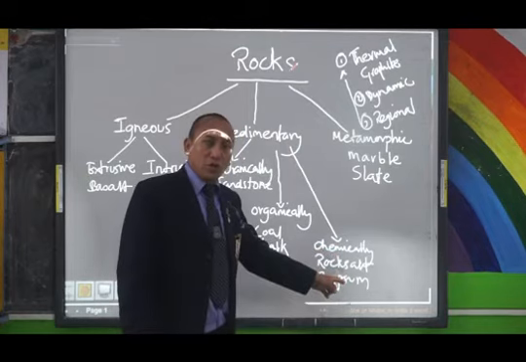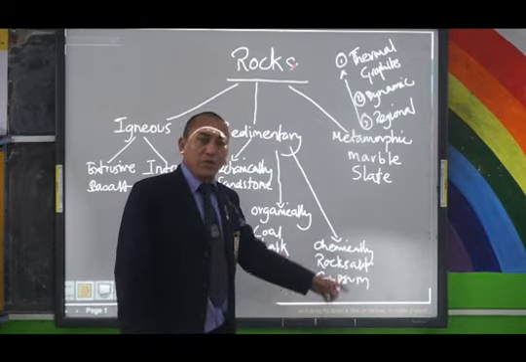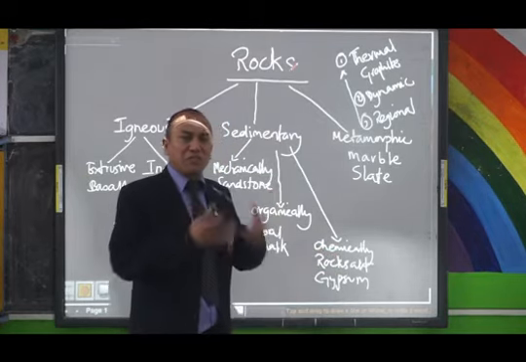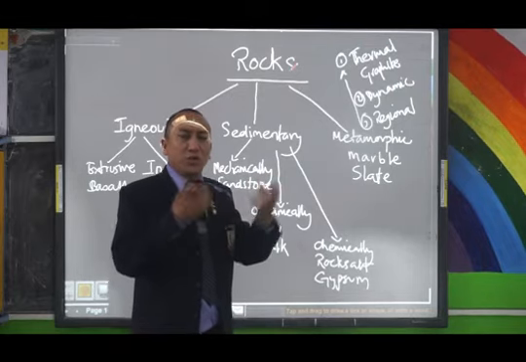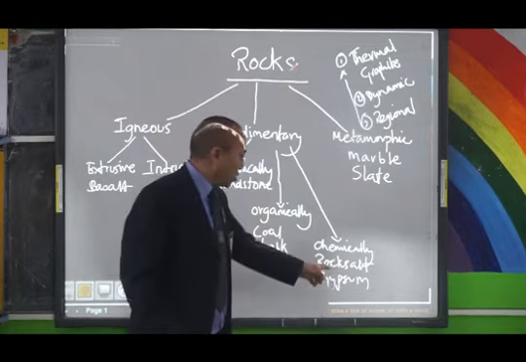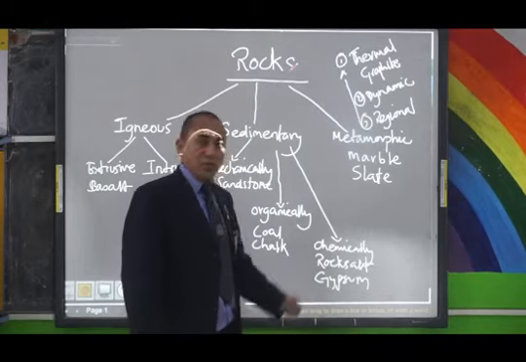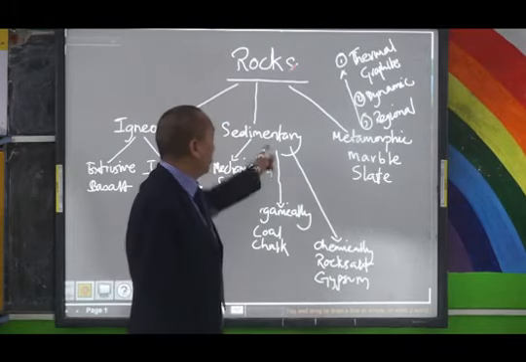Chemically formed sedimentary rocks also. See? When evaporation takes place in the deserts, it leaves behind a salt, which later on turns out to be a rock, which is called rock salt. Or gypsum is also an example of the chemically formed sedimentary rocks.